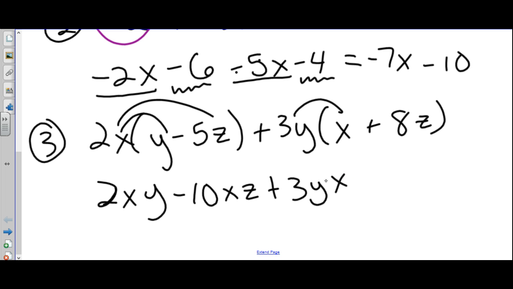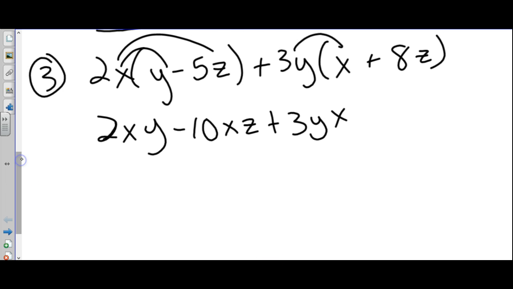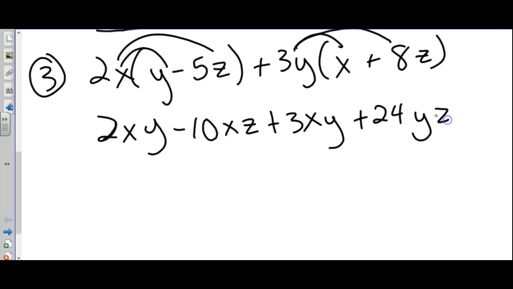But when we're working in math, we like things to be in alphabetical order. So we actually want to write this as 3xy. We want the x to come before the y because that is in alphabetical order. So instead of writing it as 3yx, we're going to write it as 3xy. Then we multiply 3y times 8z, that would give me 24yz.